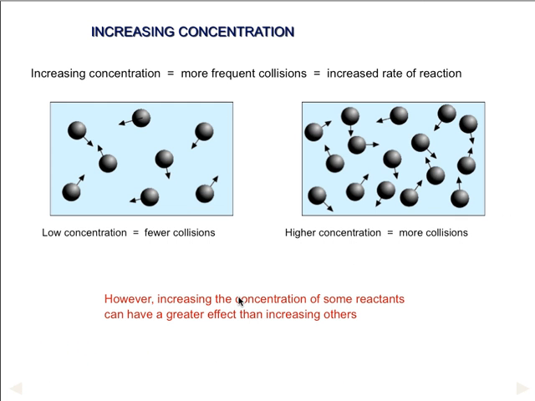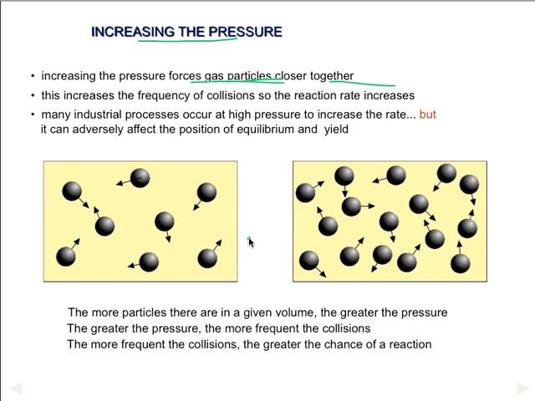And of course, increasing the concentration of a component is going to speed up the reaction by providing more frequent collisions, increasing the rate of reaction. Increasing the pressure for a gas system forces those gases closer together, increasing the number of collisions and increasing the rate.